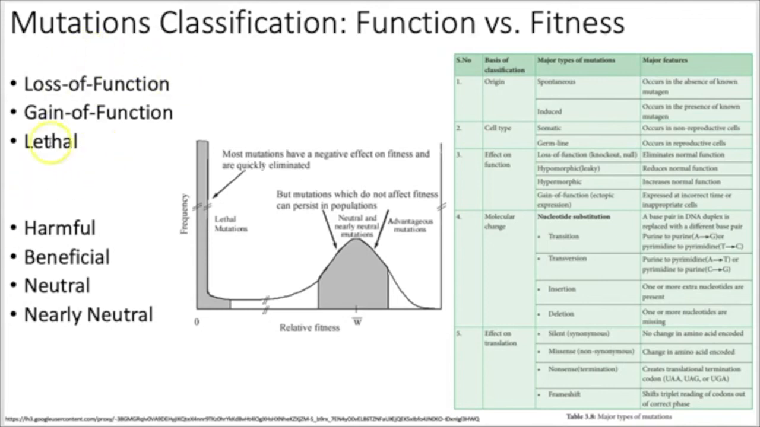Or you could have a lethal mutation. That's generally not good because you die. The whole point being, can you go on to make babies or not, right? That's the whole goal. So that would be fitness. So function versus fitness. These are different ideas, right?